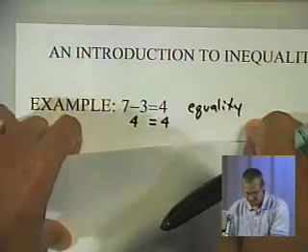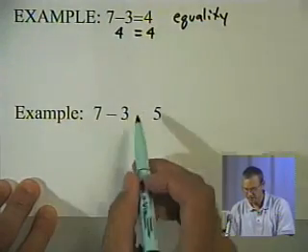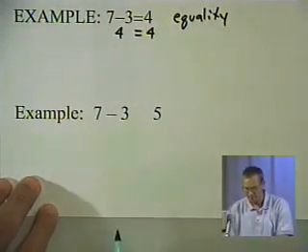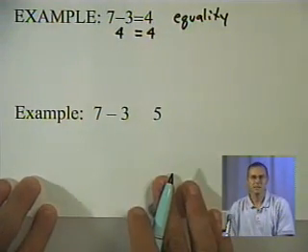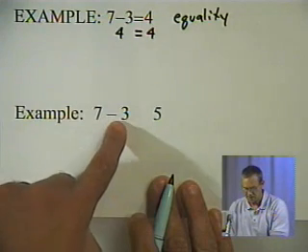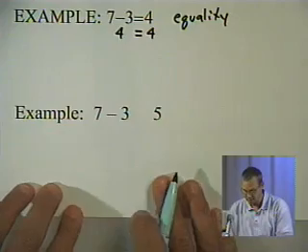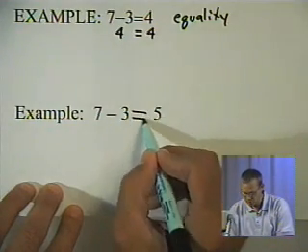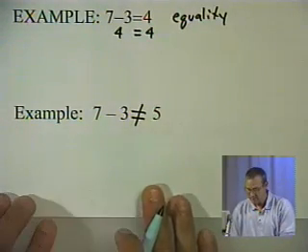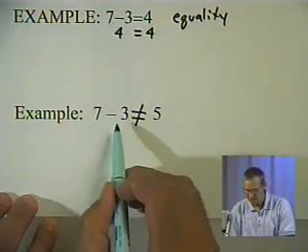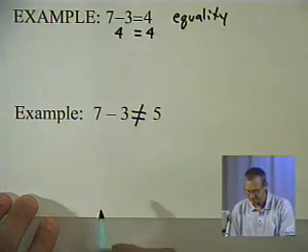Let me do another example. Here's a statement. 7 minus 3, I left a little space here. I have 5 over here. What I want to do is put a symbol here that will make this a true statement. Now notice 7 minus 3 is 4. 4 certainly does not equal 5, so we cannot put an equal sign there. The first inequality symbol I'm going to put is an equal sign with a line through it. Now notice we read this as 7 minus 3 is not equal to 5. Now we have a true statement.